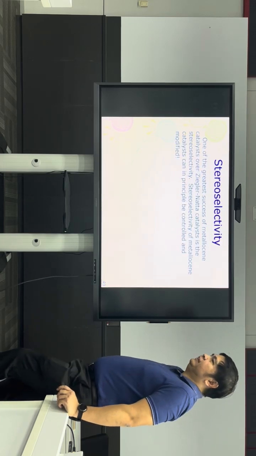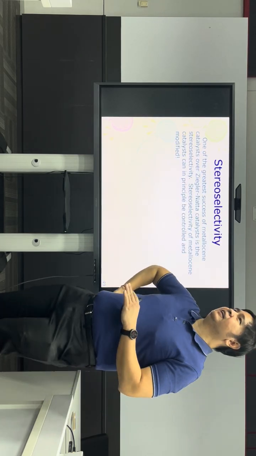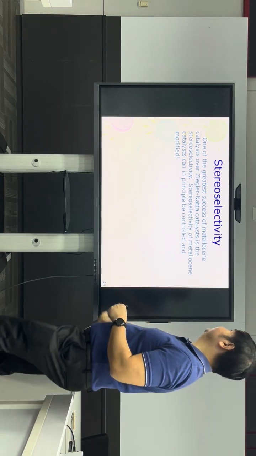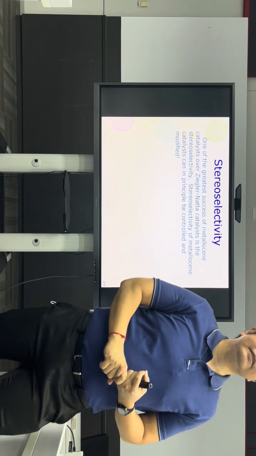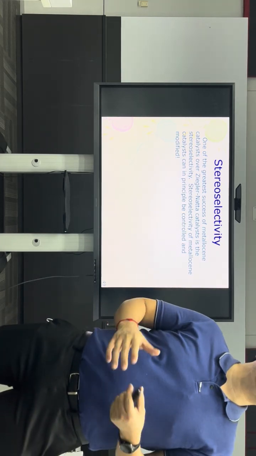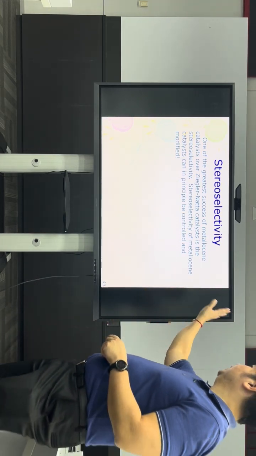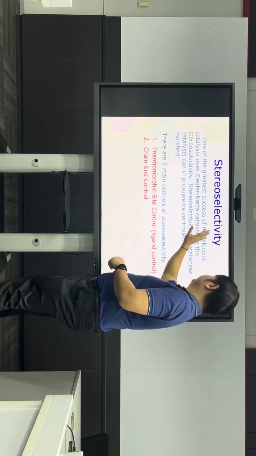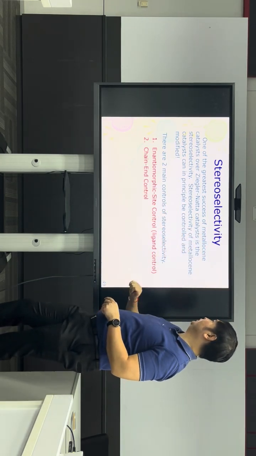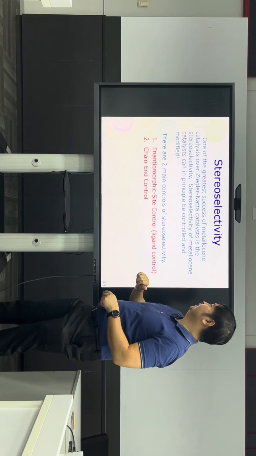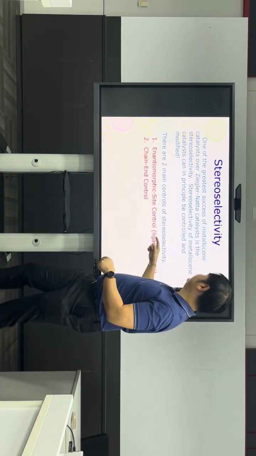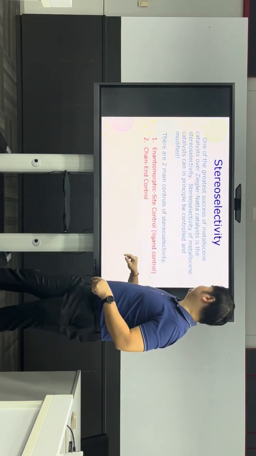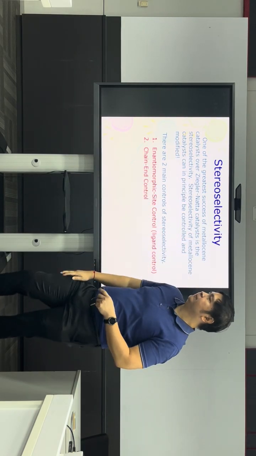One thing about olefin polymerization, as I mentioned earlier, is the stereoselectivity. Because the cyclic catalyst does not provide selectivity, only the metallocene based chemistry does, I'll focus on that from now on. There are two types of stereo control. The first one we call ligand control, and another one we call chain end control. Another name is enantiomorphic site control. It's the same thing, just a different name.